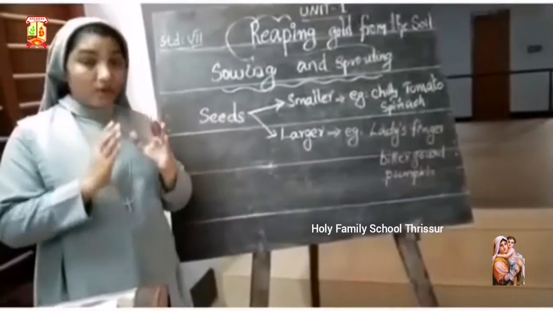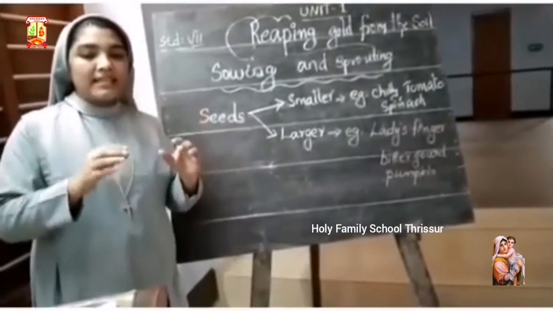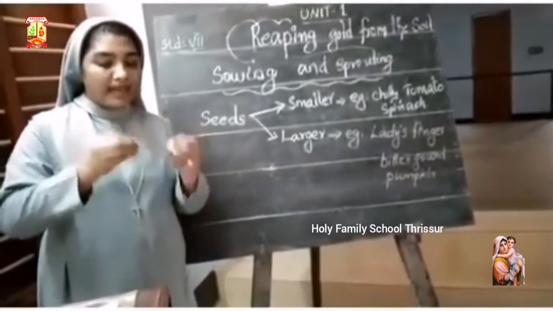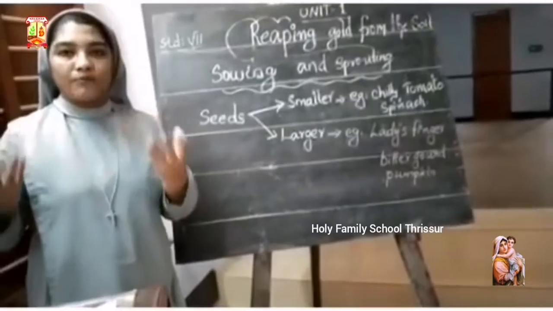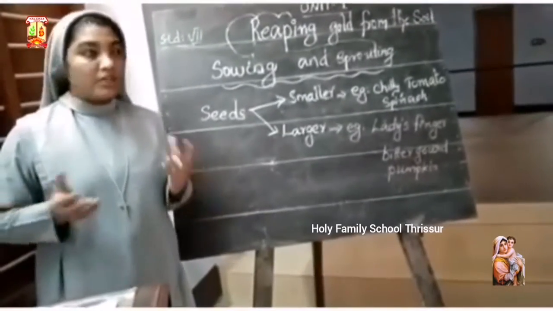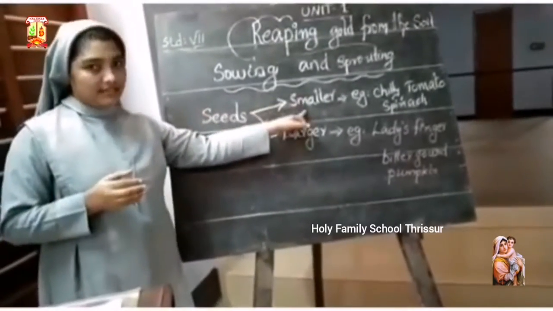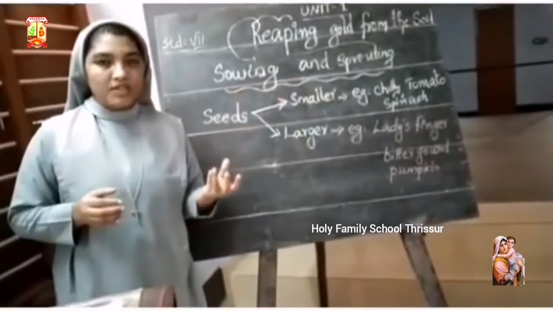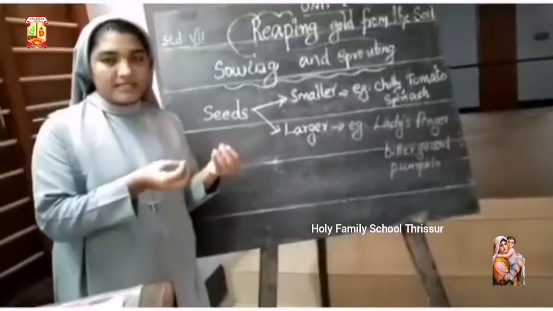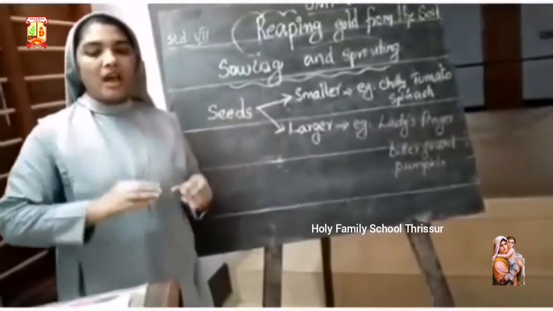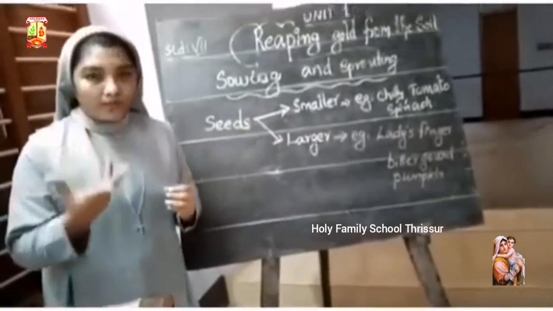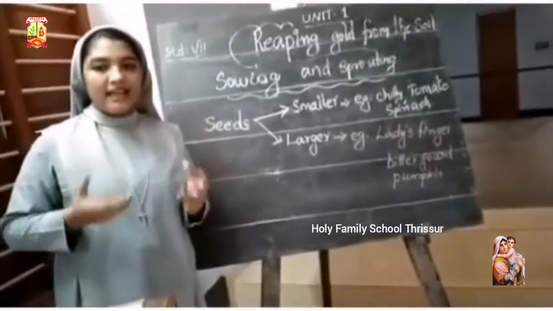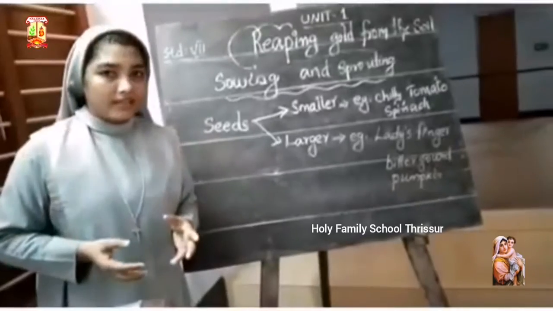First of all, we have to sow it in a place. Then, when it is sprouted, we check it, and plant it to another area where we have to cultivate it. In the case of smaller seeds like chili, tomato, and spinach, we sow the seeds in a place. Then, after some days, when it is sprouted, we check it, and the good ones are selected and planted to another area.